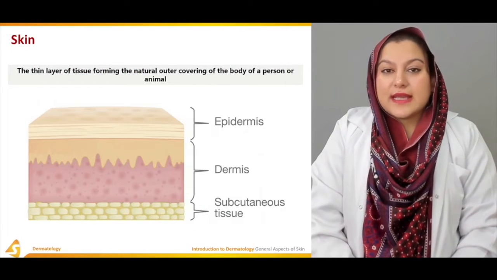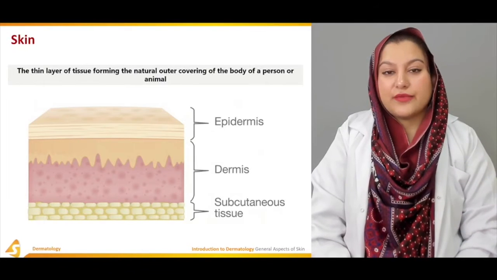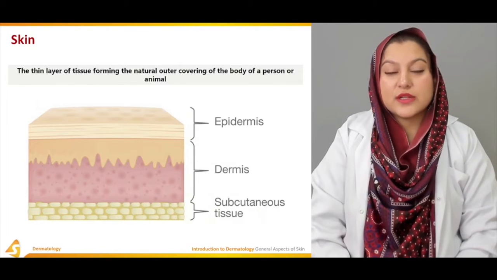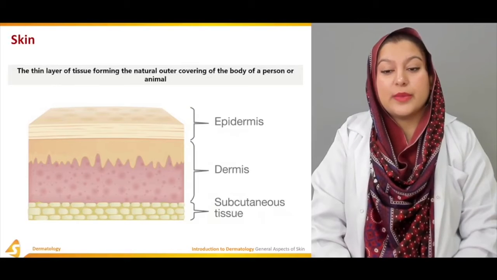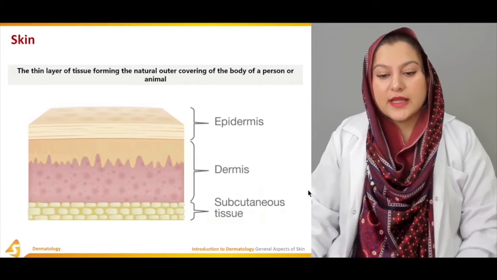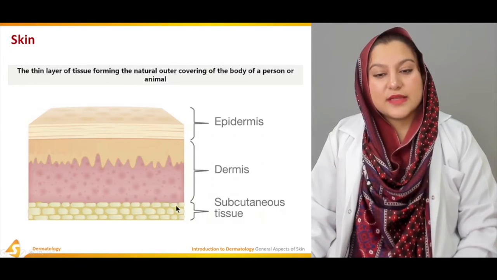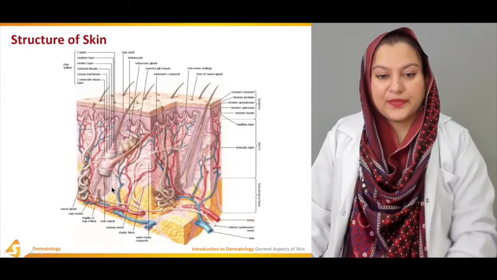Moving on to the structure of the skin. The skin is defined as a thin layer of tissue forming the natural outer covering of the body of a person or an animal. Mind you, it is the largest organ of the human body. The skin is roughly divided into three parts, the topmost being the epidermis, then the dermis, and the subcutaneous tissue which contains the fat.